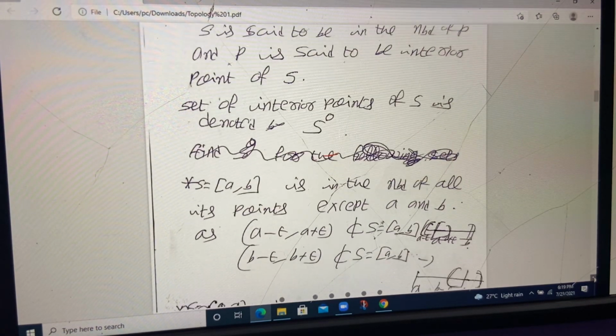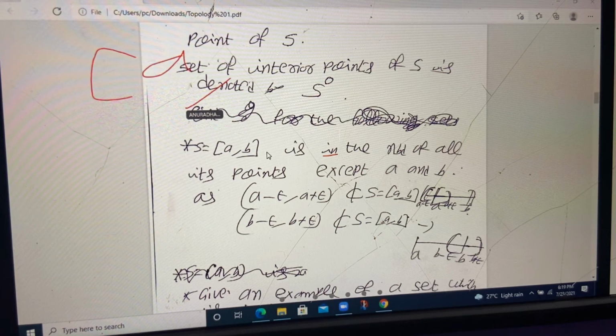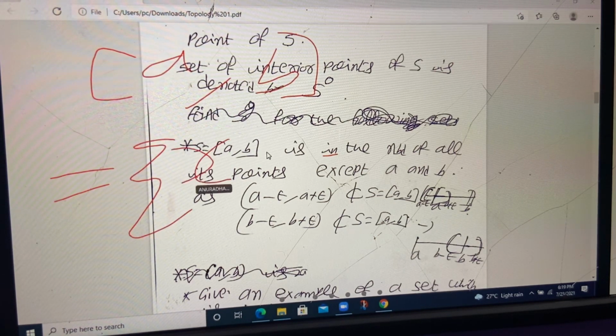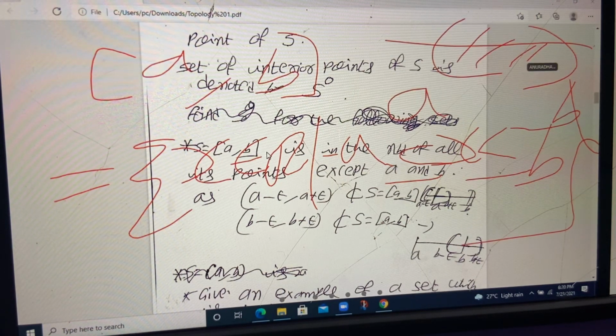Now, if S is a closed interval, what is meant by a closed interval? It contains A and B, the end points. Earlier we defined a closed interval: the set of all real numbers including A, including B, and in between also. An open interval means containing only the points inside; A is not there, B is not there. But if you include A and B also, then it is called a closed interval.